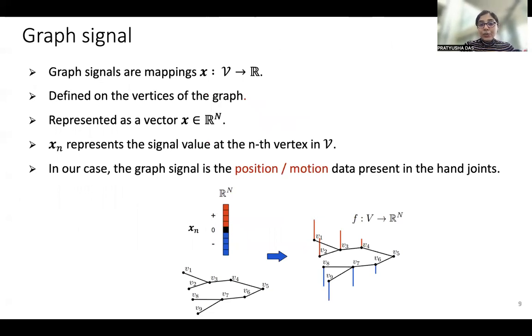So we define the graph signal on the vertices of the graph. For example, in this graph, I'm defining the graph signal on V1, V2, V3, and so on. If you consider our application, which is the hand graph, we define the graph signal on each of these nodes. In our case, the graph signal is the position of, let's say, the tip of the finger, or the motion vector, how the tip of the finger is moving from one frame to the other.